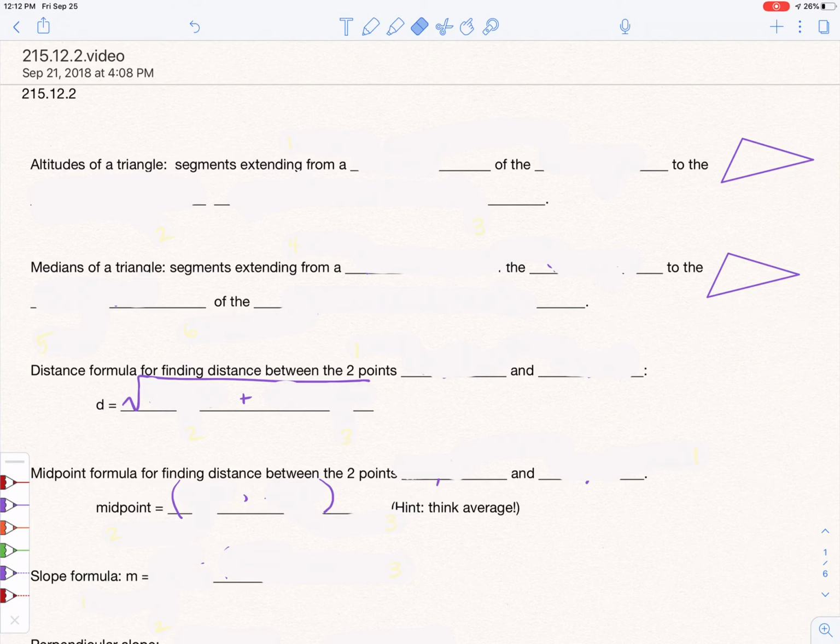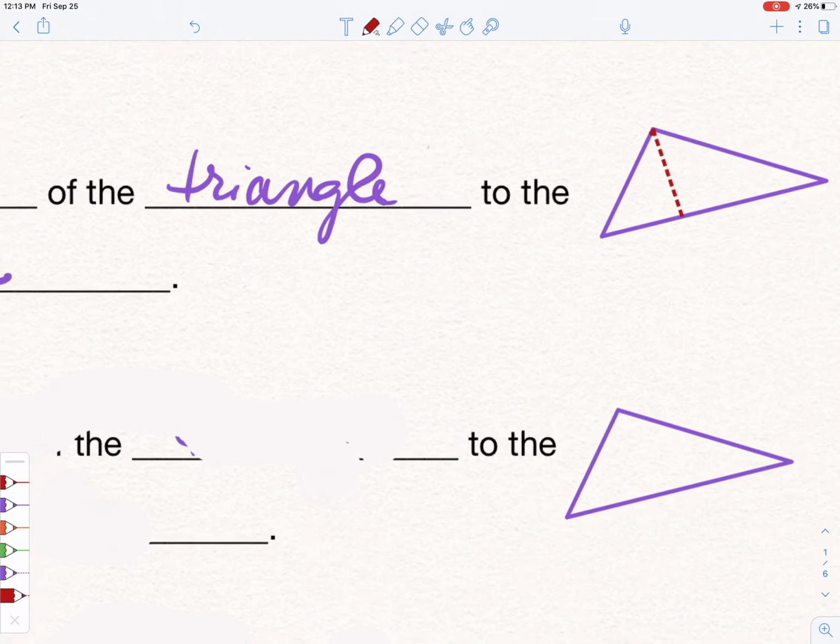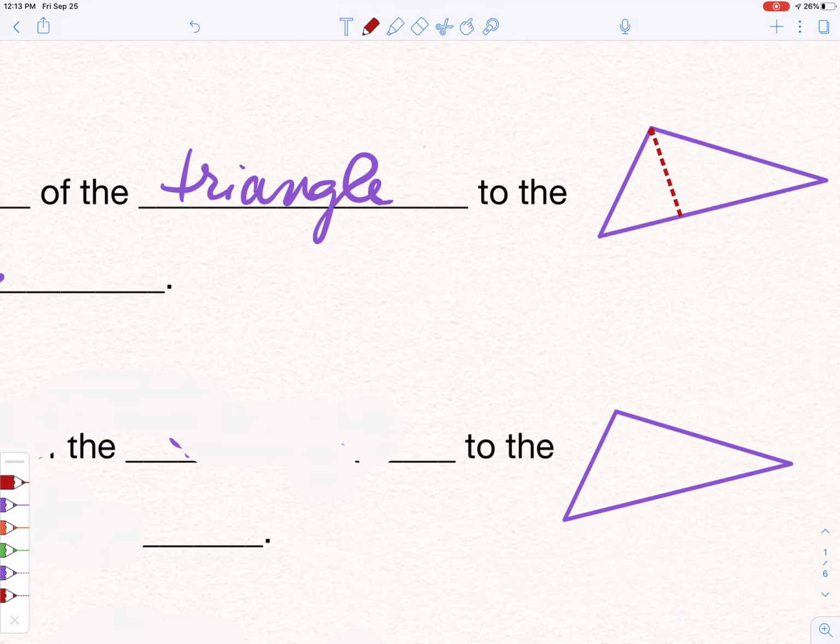The altitudes of a triangle are segments that extend from a vertex of the triangle to the perpendicular opposite side. An example of this might be, if this is the vertex that I choose, I want to extend to the perpendicular opposite side. You can tell there that I've tried to draw a segment that is perpendicular to the opposite side.